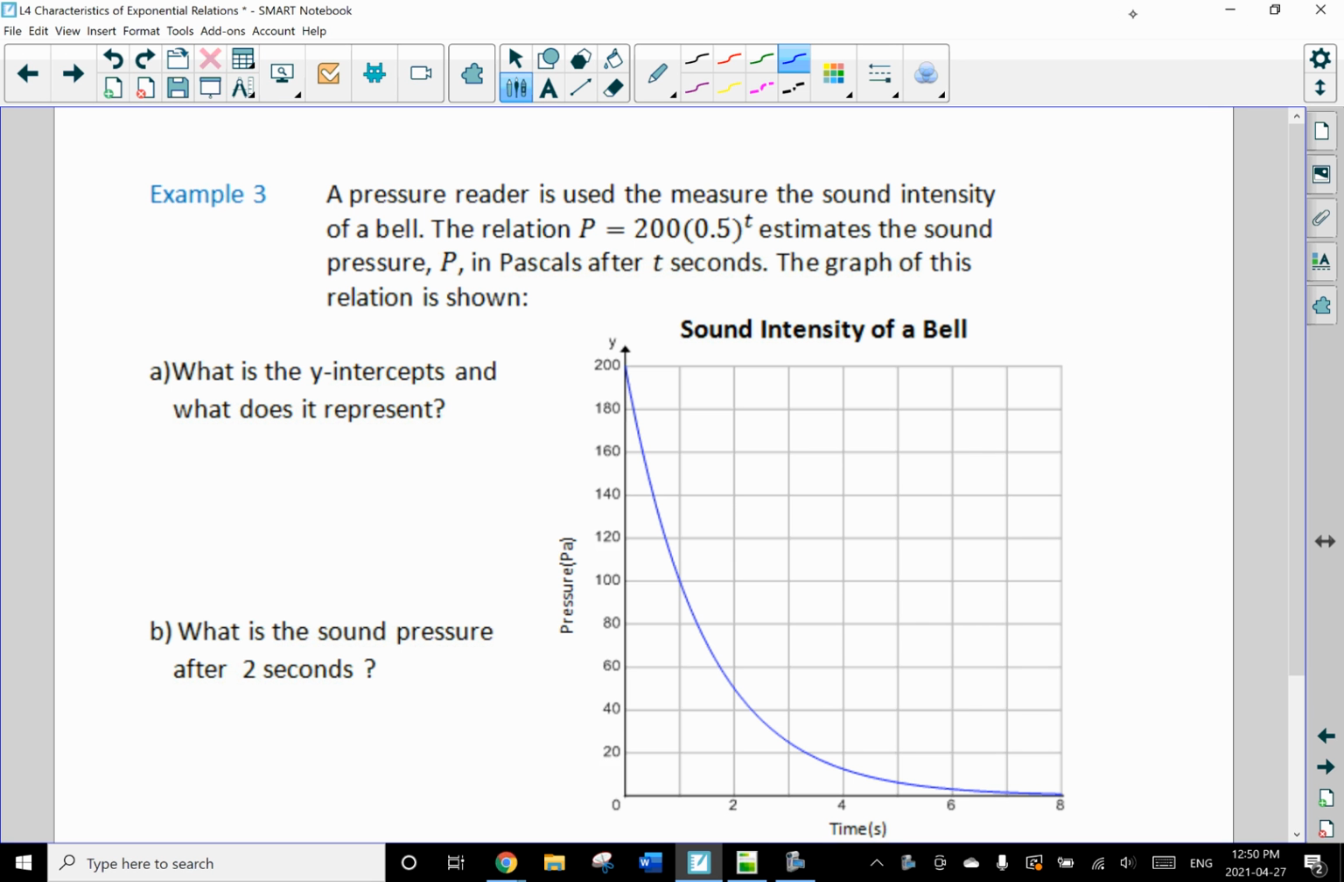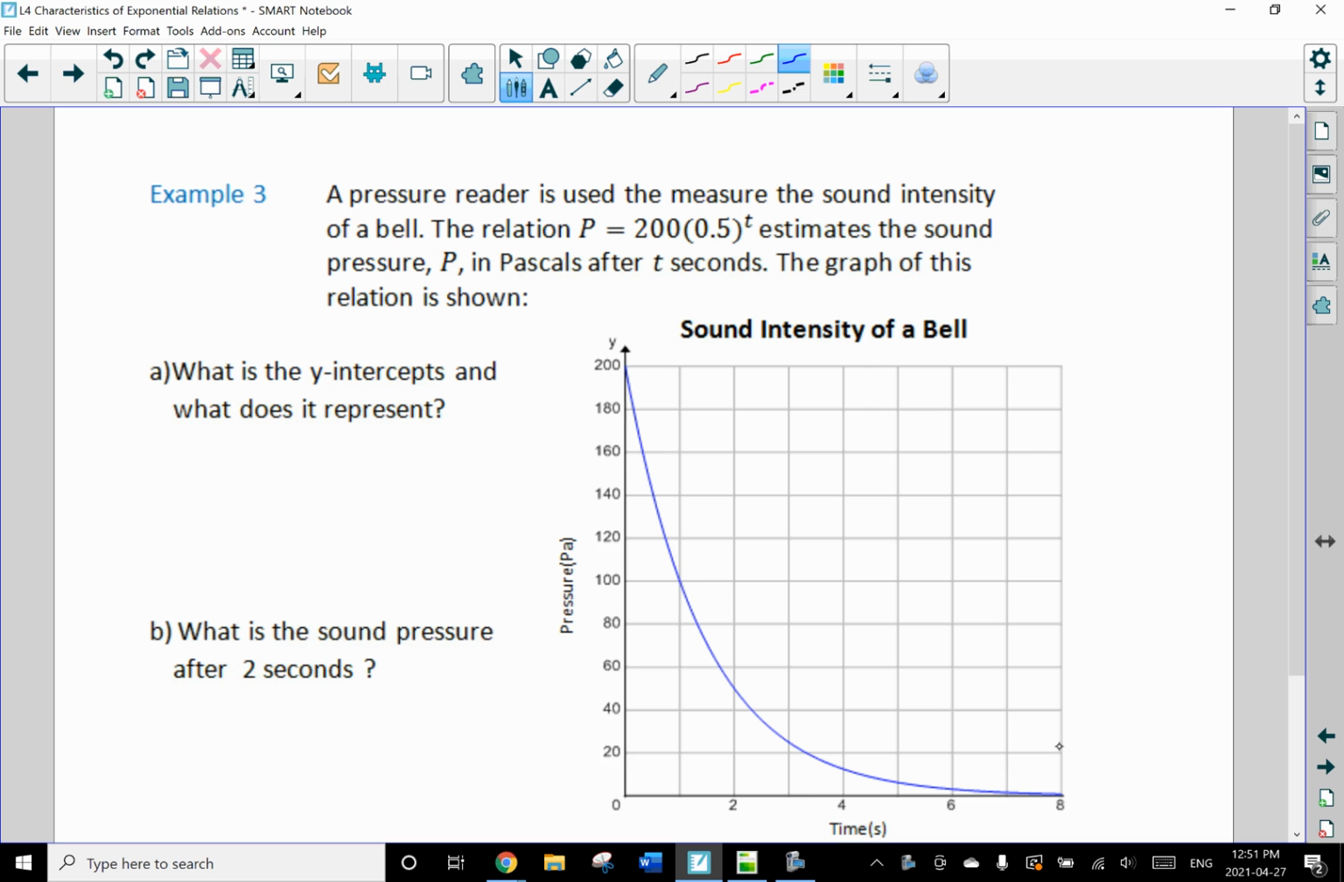So our last example talks about the intensity of the sound of a bell. You know when a bell gets gonged, it makes a big, loud, deep noise. But then as time goes on, that noise gets less and less. It's just fainter and fainter. It's not like the pitch changes, but our ability to hear it changes.